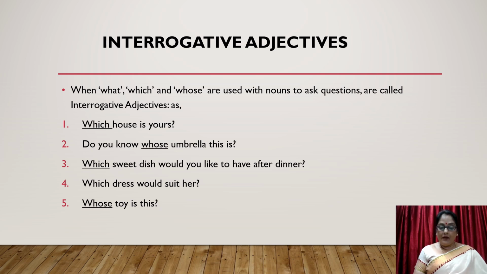Which sweet dish would you like to have after dinner? You want to have a sweet dish, but which one? This is adjective. Which dress would suit her? Now here also, which. Whose toy is this? Whose? Toy is there, but whose? So these are all again adjective, interrogative adjectives.